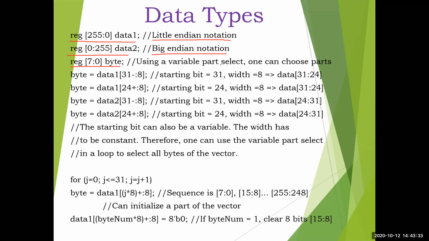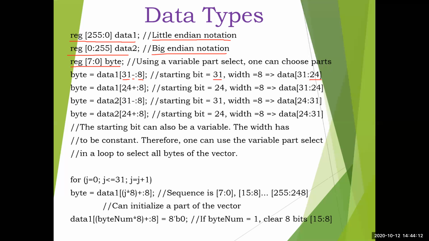So here we are using a variable part select. One can choose parts. This is 8 bits. Now we will refer to variable part select. So byte data1, which is 255 to 0. In that I'm writing the starting bit 31, then minus sign, width is 8. That means the starting bit is 31, decrement 8. So 31, 30, 29, 28, 27, 26, 25, 24. So what will come? 31 to 24. Out of 32, you can refer only to the 8. So you can represent it like this in the program. That is the capability of Verilog HDL.